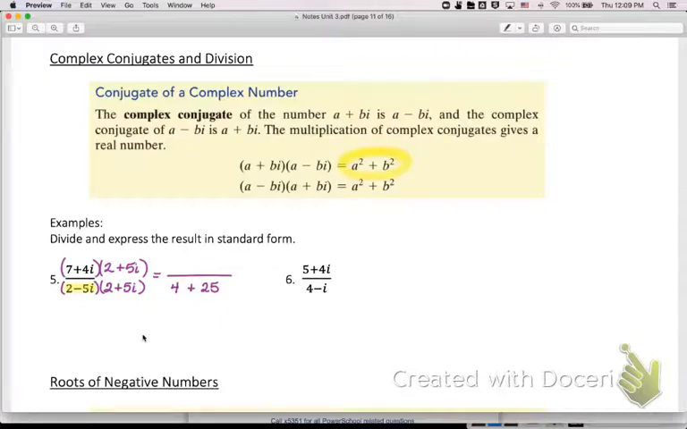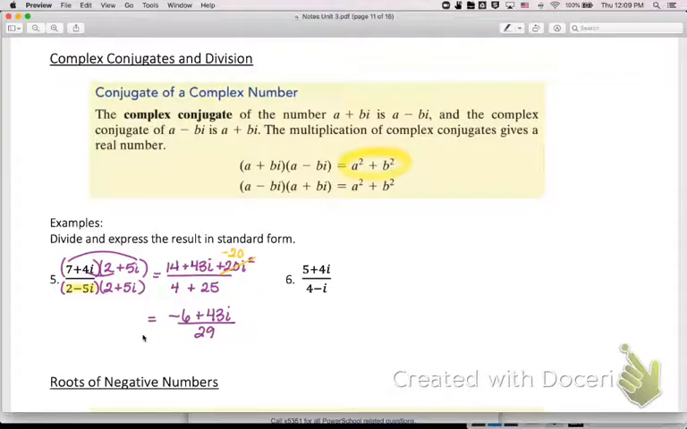So, ta-da, there's no more i's in the denominator. On the top, we need to multiply that out. So we'll get 14 outside, inside, 35, and 8. So this is going to be plus 43i. And then we're going to get plus 20i squared. Now, we know that 20i squared is going to be negative 20, because i squared is negative 1, so we can replace that. And then we can combine our terms, so we should end up with negative 6 plus 43i over 29.